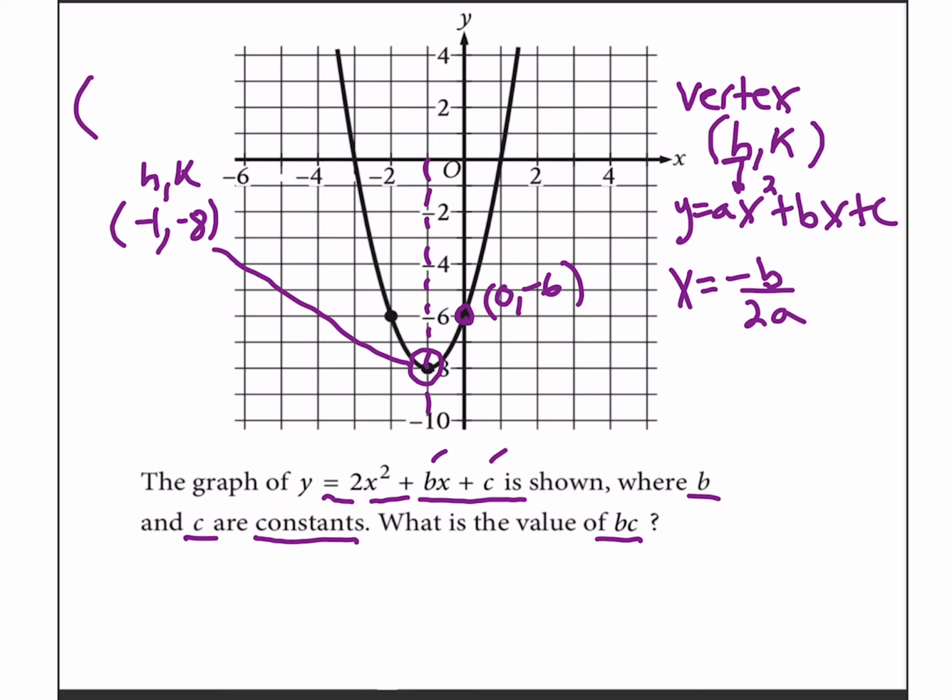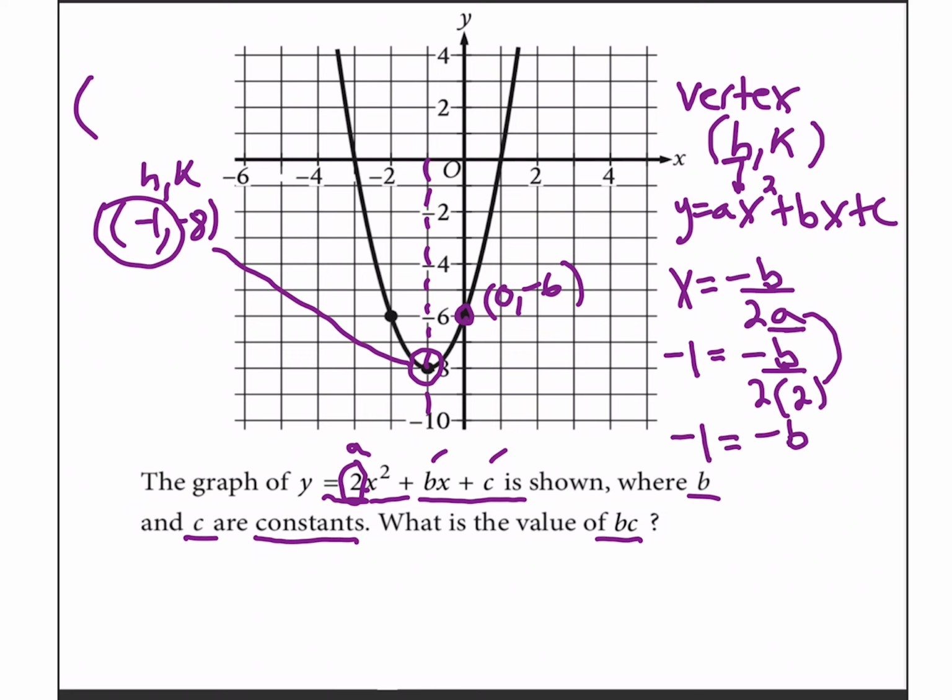So in this one, what is our h? Our h was -1. That was the x coordinate. So in our problem right now, we know that the x is -1 for our x coordinate, and it is -b over 2 times a. If you look at our equation, they did give us a right here. This 2, that's a. So I'm going to put that in for this a. I'm going to go 2 times 2. Right now I've got -1 is equal to the negative of b over 4.